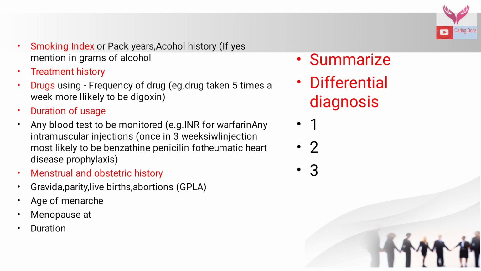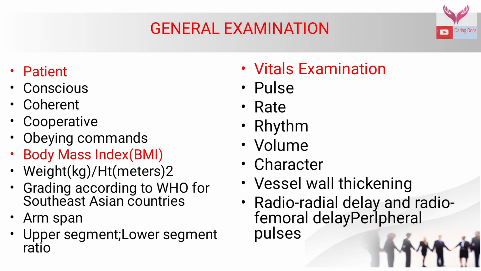After taking proper history, we have to summarize the history and make the differential diagnosis, at least three differential diagnoses. In general examination, we will see whether the patient is conscious, coherent, cooperative, obeying commands or not. We will check his body mass index. Body mass index is weight in kg per meter square, and we have to grade that BMI according to WHO for Southeastern Asian countries. We have to check his arm span. We have to check his upper segment, lower segment ratio.